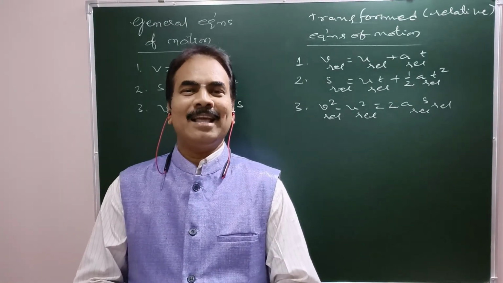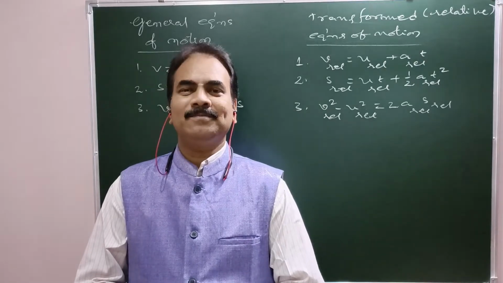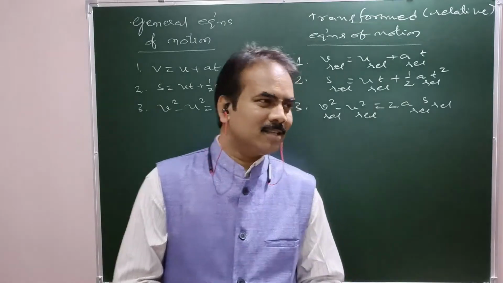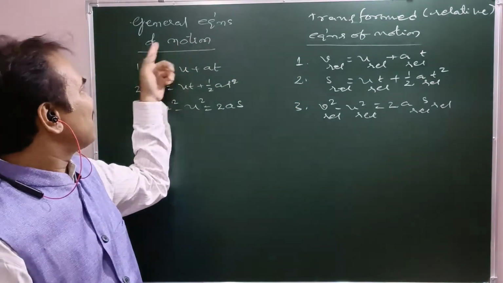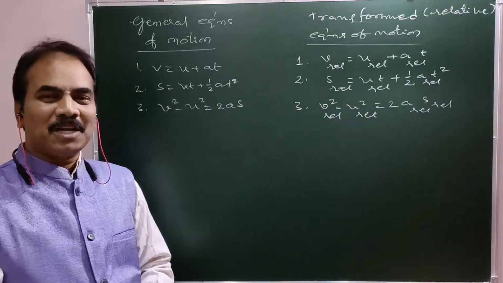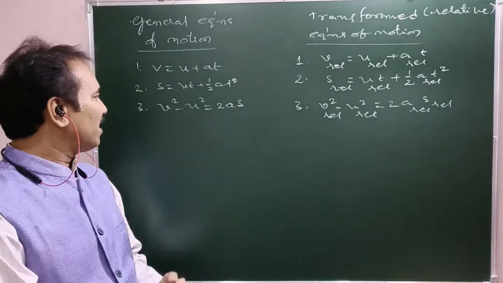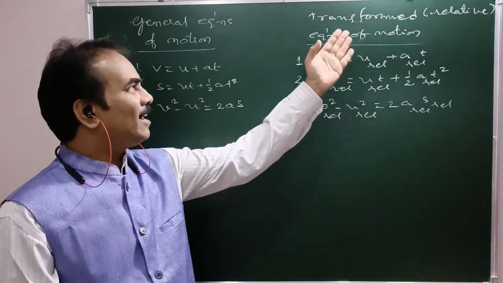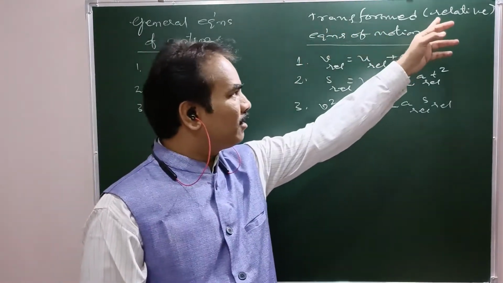So presently we are in the relative motion concept, right? We know the equations of motion. What are the equations of motion? The general equations of motion: first one, V equals U plus AT. Second one, S equals UT plus half AT squared. And third one, V squared minus U squared equals 2AS. Okay. But on this side, the transformed equations of motion.